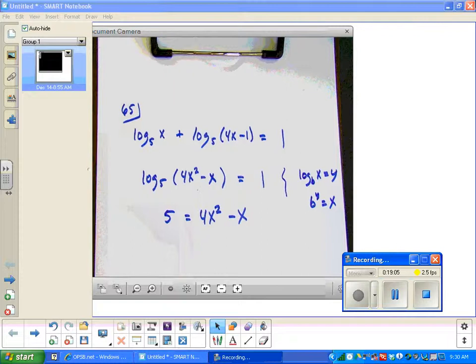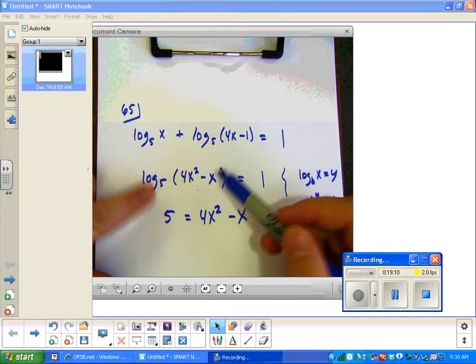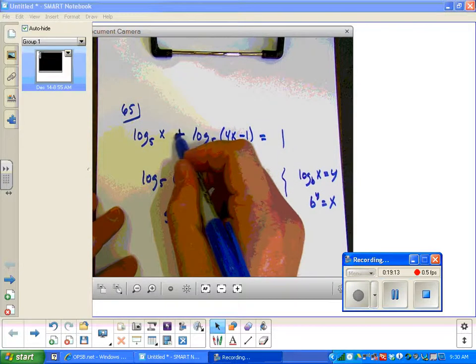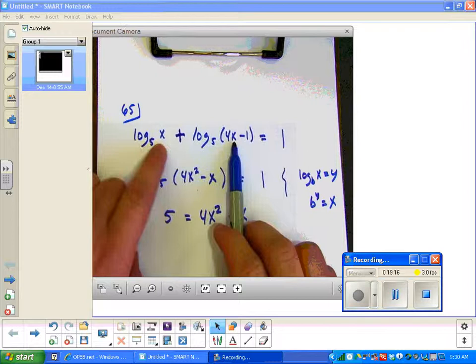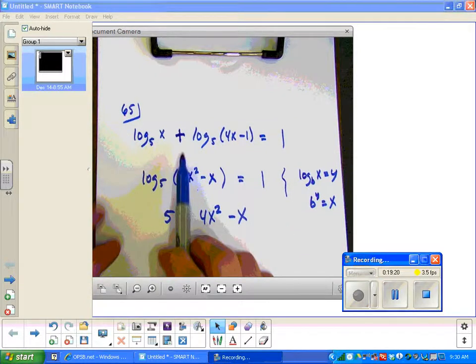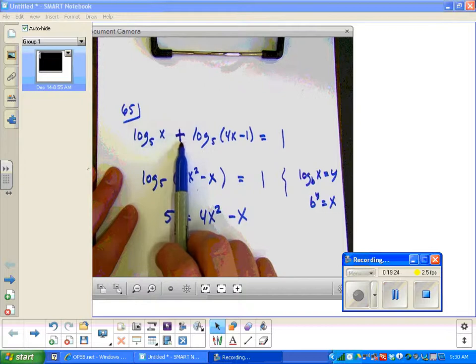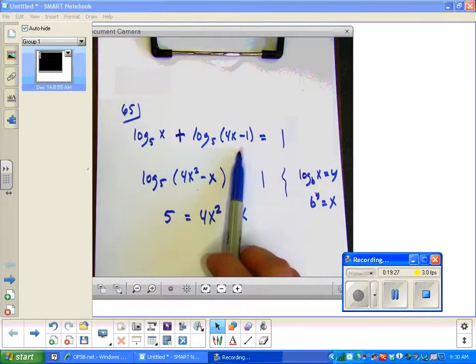All right, where did you get lost? Talk to me. Are you getting lost from here to here? Okay, we're using the product property. If we add 2 logs, we're actually going to take the arguments and multiply. Okay, so let's just say, what if this was subtracting? Then I would take x and divide it by that. We'll do one like that next.